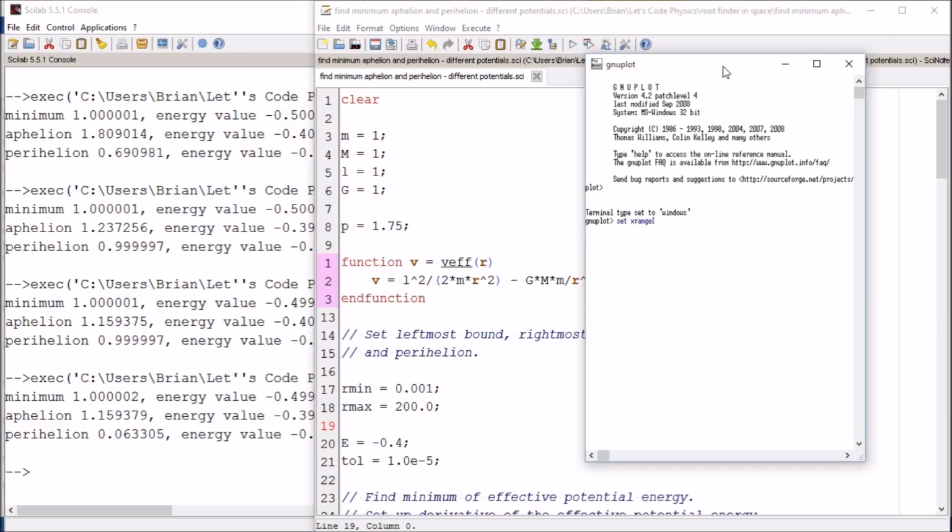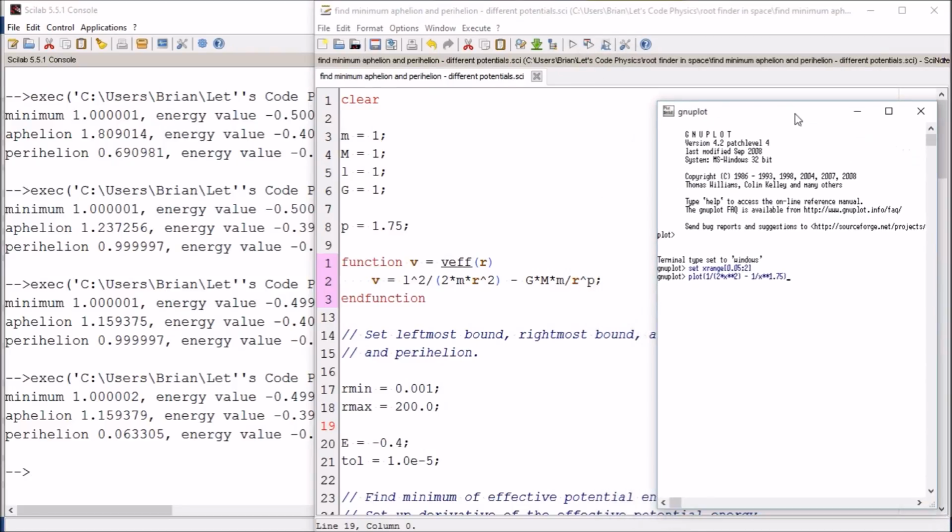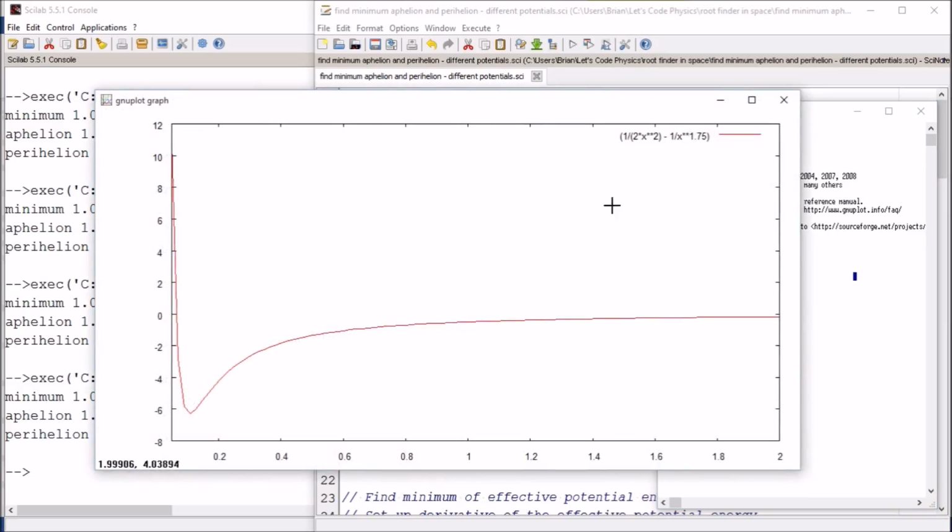Let's go from 0.05 to 2. And then we're going to plot this function. So this is 1 divided by 2 times x squared minus 1 divided by x to the 1.75 power. Is that the thing I want to plot? All these things are equal to 1. So this is 1 divided by 2 times independent variable squared minus 1 over independent variable to the 1.5 power. Okay, this is what I want.